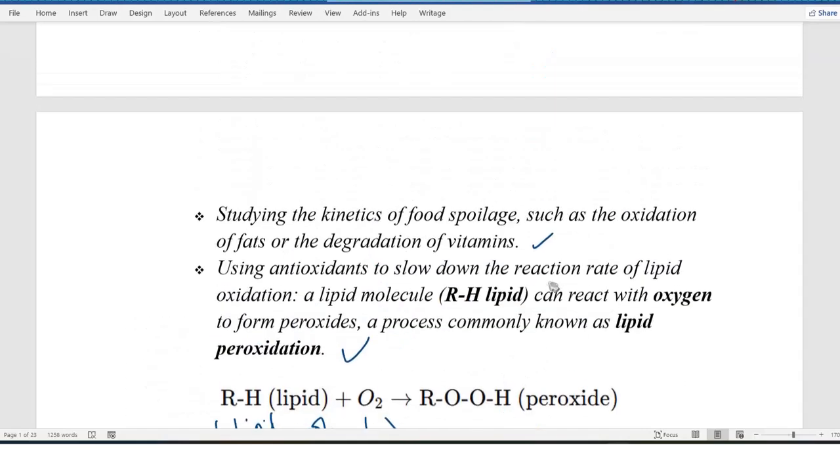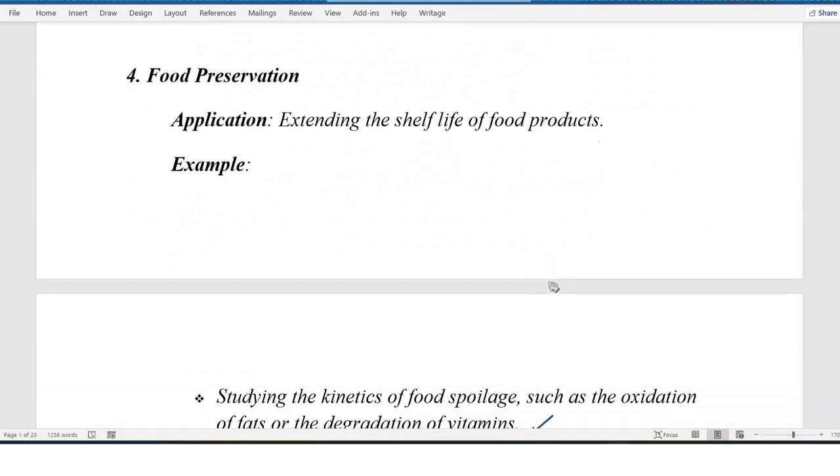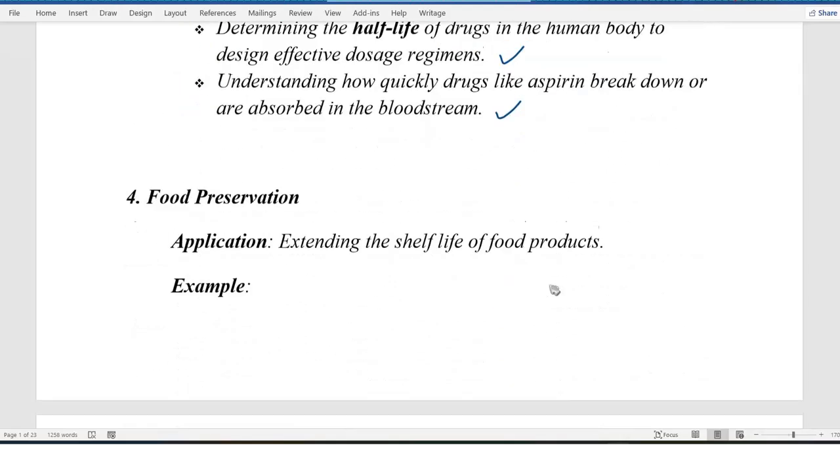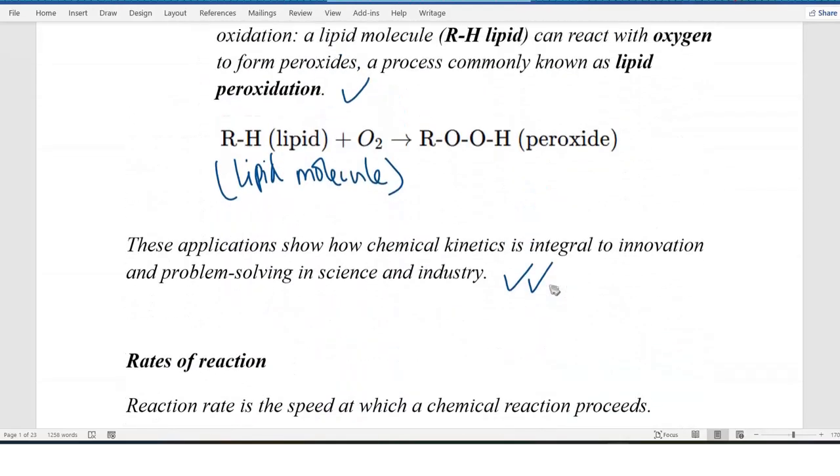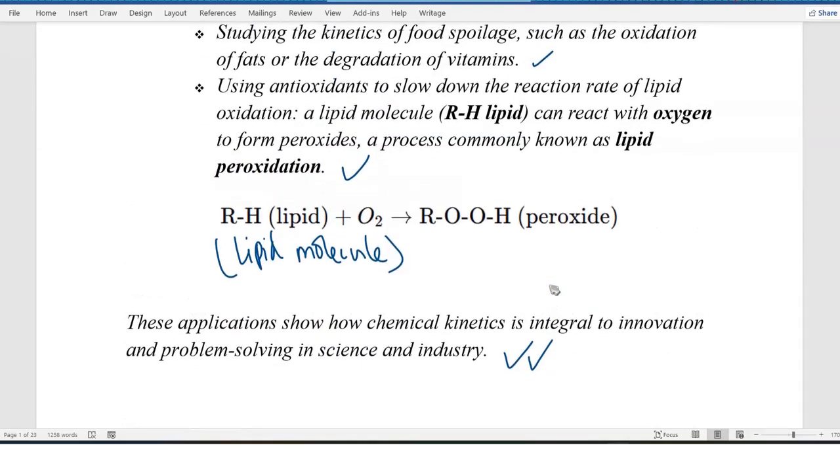So ladies and gentlemen, we are going to be entering into another discussion where we're talking about the rates of reaction. See you in the next discussion.